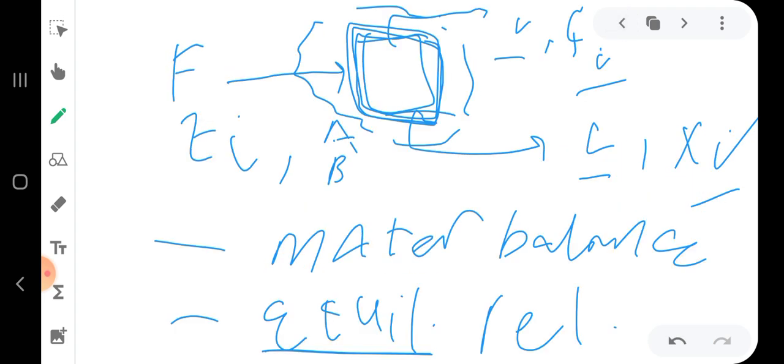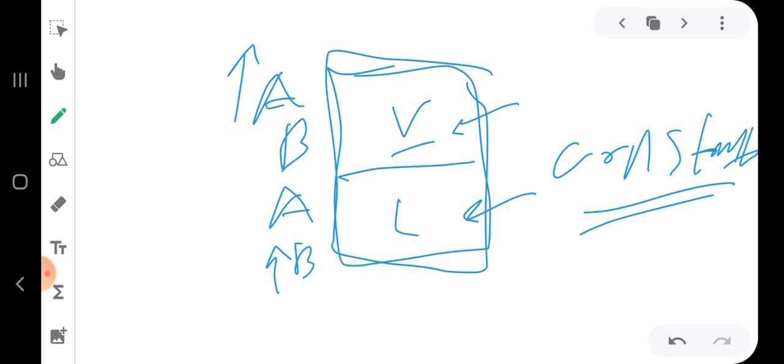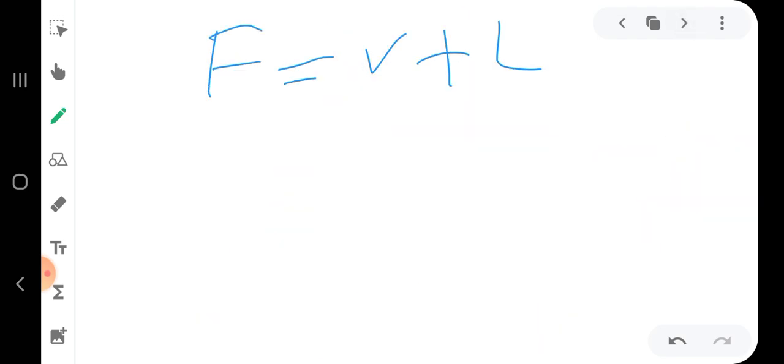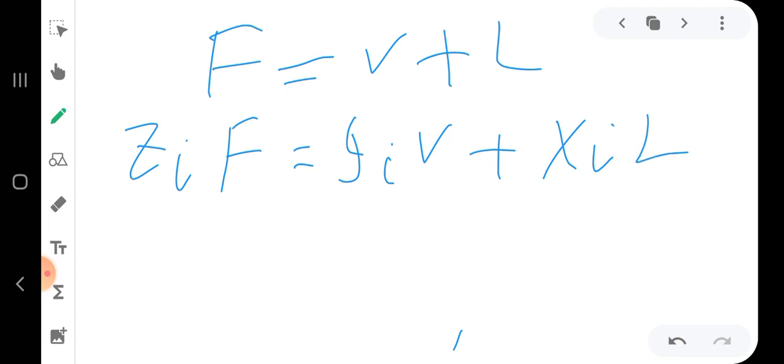So first let's apply the material balance. It is a simple material balance. First, the overall material balance: F is equal to V plus L. And if we apply the component material balance, we just multiply by the composition, the mole fractions. So the component material balance will be Zi F is equal to Yi V plus Xi L.